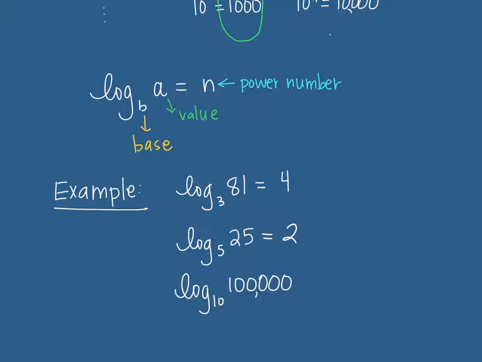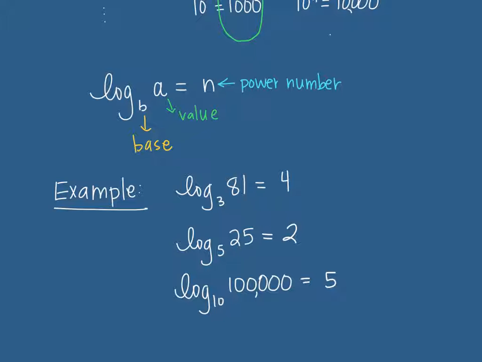Okay, now log base 10 of 100,000. We didn't write out that math fact, but let's see if we can figure it out. Okay, we're thinking about the base is 10. And this thing's got 5 zeros on it to make it 100,000. So what do you think the answer to that is? 5. That's right. It's 10 to the 5th.